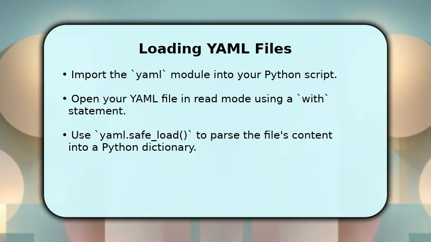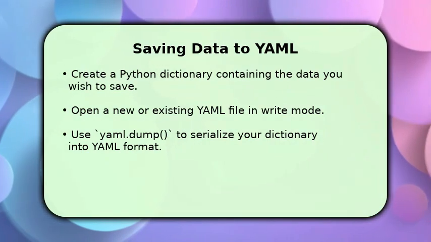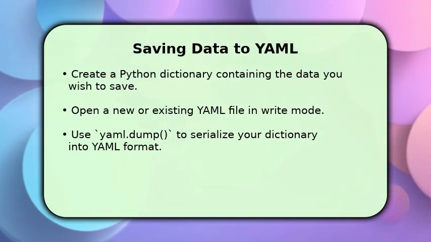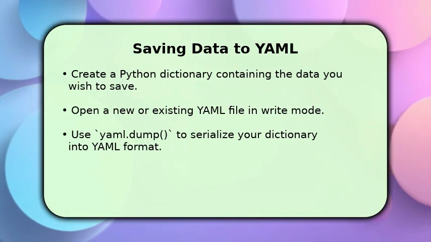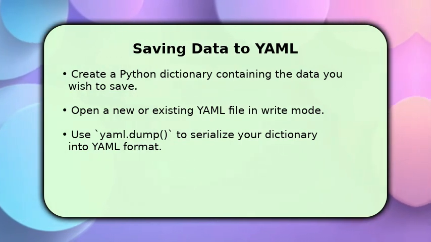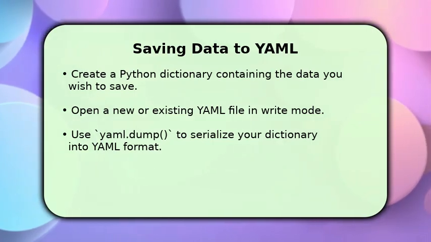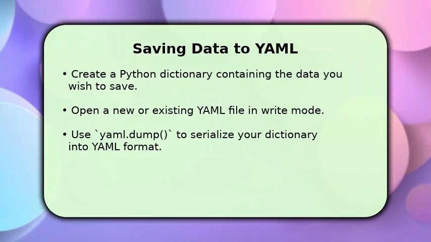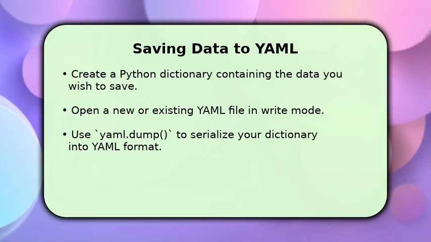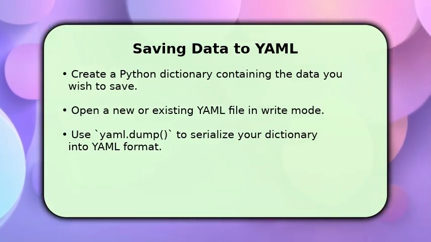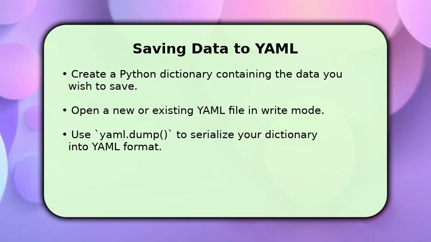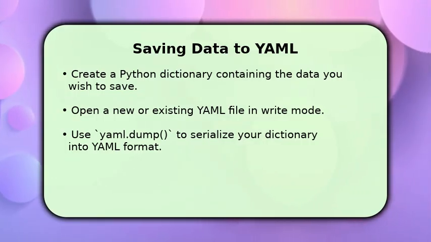When you need to save Python data into a YAML file, start by preparing your data as a Python dictionary. This dictionary will hold all the information you want to store. Then, open your target YAML file in write mode, again using a with statement for best practice. The yaml.dump function is your key tool here. Pass your dictionary and the file object to it. For enhanced readability in the output file, consider adding the argument default_flow_style=False to ensure a block style format.